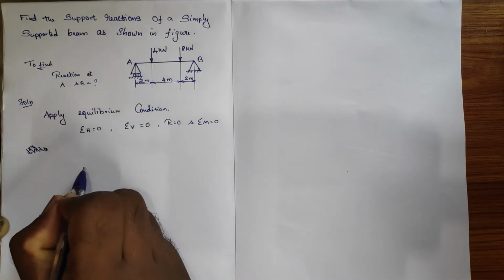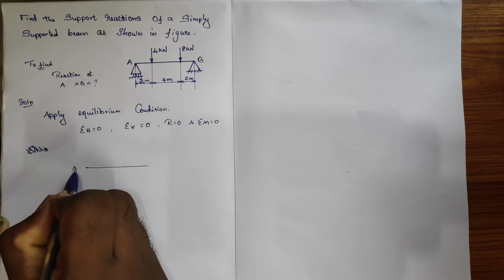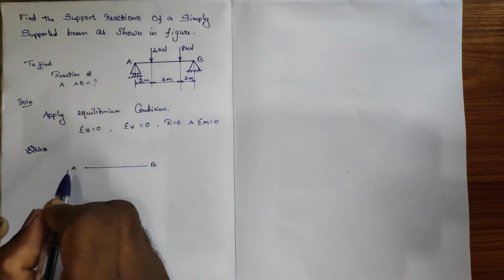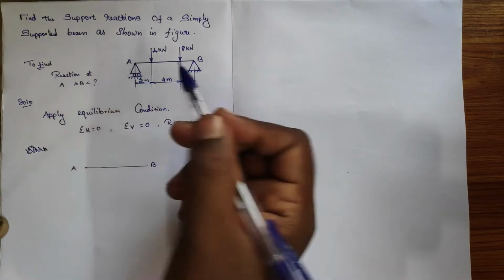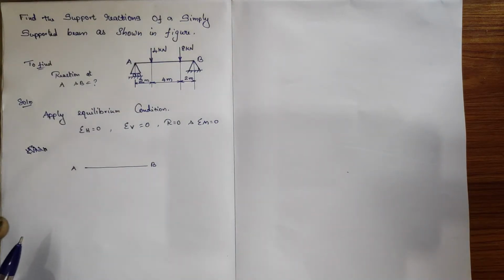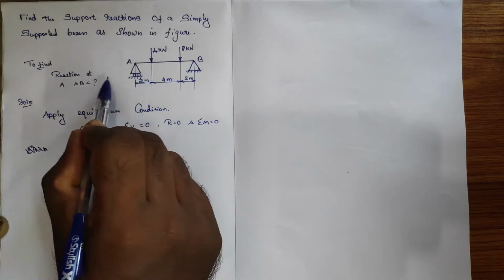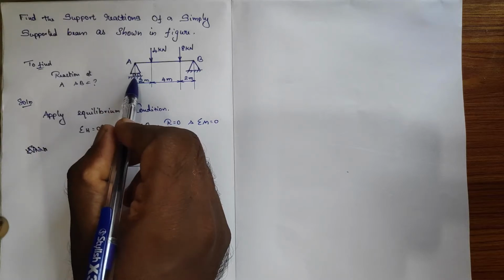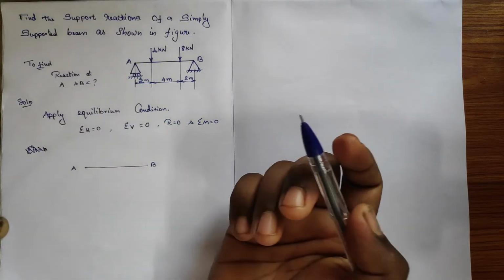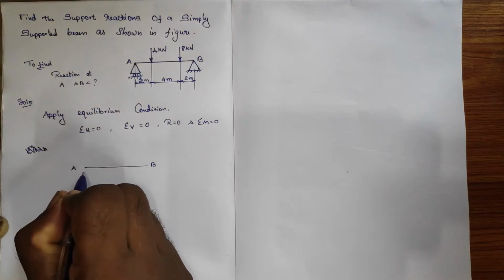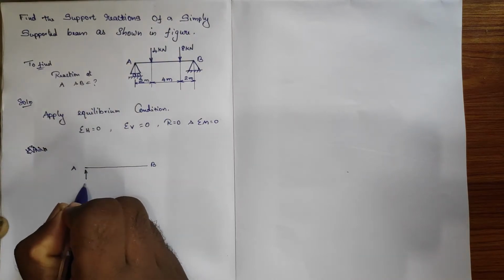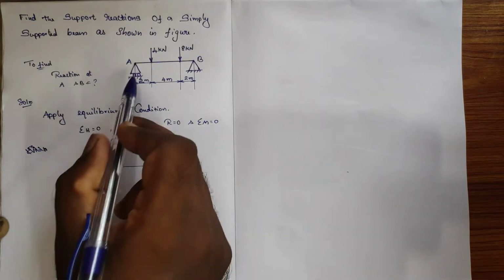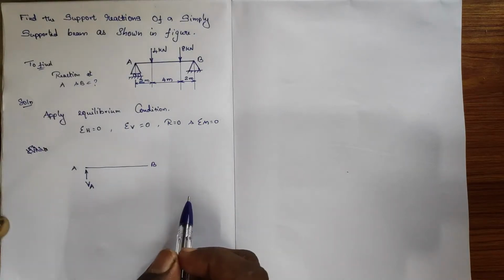I'm going to redraw the diagram. Take this as A and this as B. Look at A, where there is a roller. A roller allows horizontal motion, since there is a wheel. So we have only one reaction force. Which reaction force do we have in the roller support? Yes, it's a vertical reaction. So at this place we have a vertical force at A. Roller support has only one reaction, which is a vertical force.